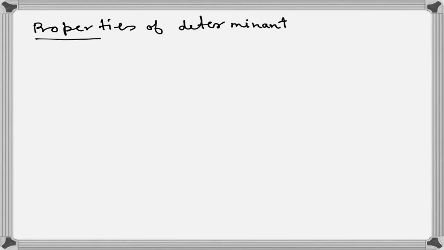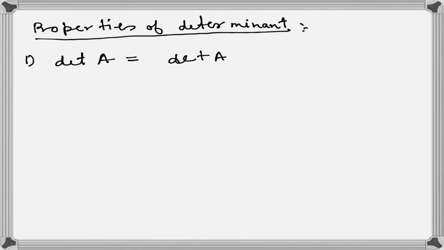All right, so let's see some properties of determinant. I'll list out some important properties of determinant which will be useful while solving the problems related to determinants. So the first one is that the determinant of A is equal to the determinant of A transpose.